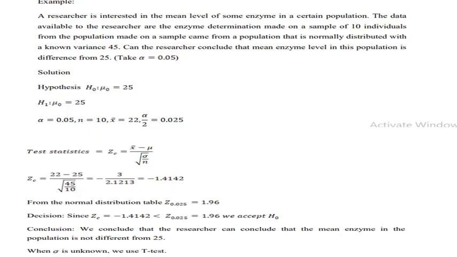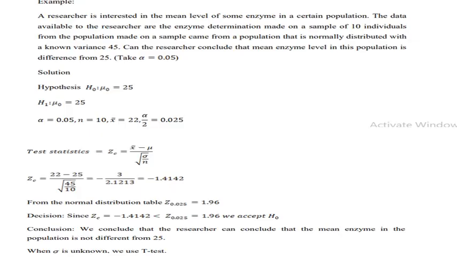For our test statistic, we are using the standard normal. So using the formula z equals x bar minus mu over sigma over root n. What is our x bar? From here our x bar is 22, minus, what is our mu? Our mu is 25.